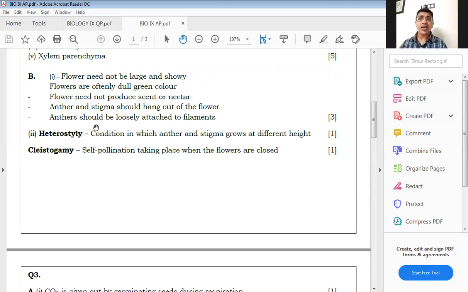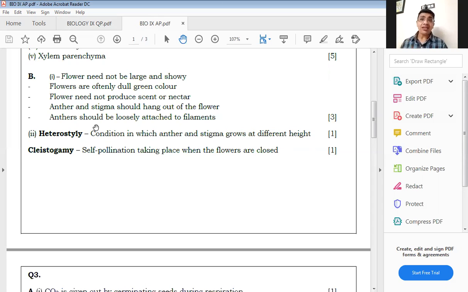Let's understand that. The first one, flower need not be large and showy. Why? Because it doesn't have to attract insects, right? It need not be large and showy. Flowers are often dull green color. Flowers need not produce any scent or even nectar, right? Because it is not going to help attract insects here because it is a wind pollinated flower.